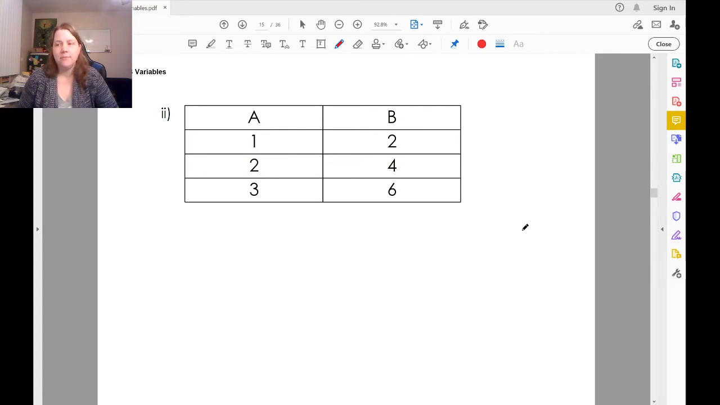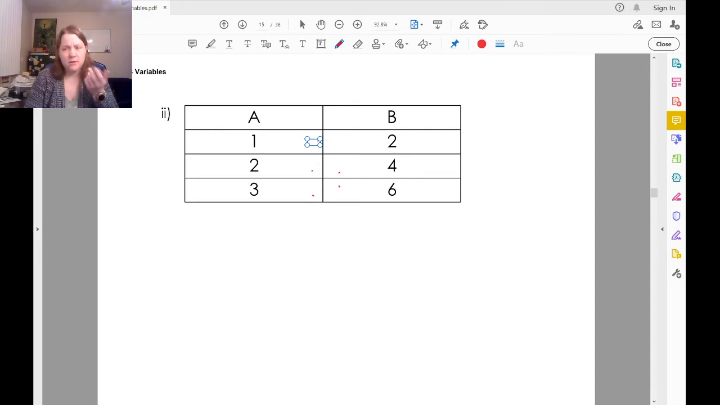Welcome back. So let's try adding. 1 plus 1 is 2. 2 plus 2 is 4. 3 plus 3 is 6. Well, that's not going to work. Adding won't work. Let's try something else.